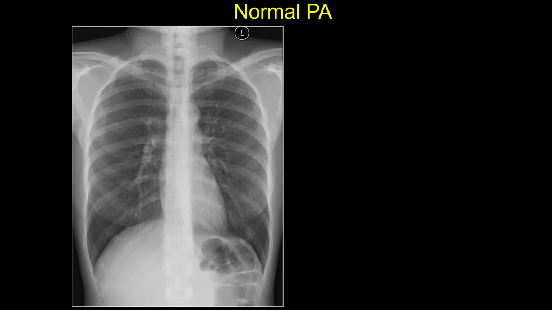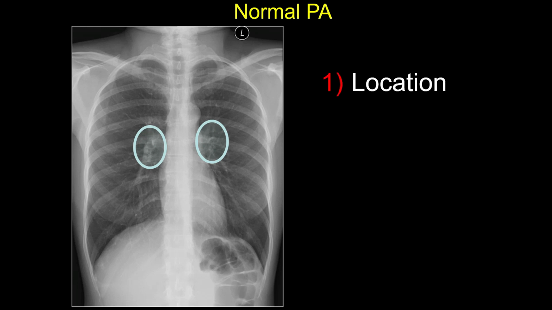To understand what's going on with this patient, let's look at a normal chest x-ray. This is a normal posteroanterior chest radiograph. The area of interest here is the hilum. If you look at the right hilum and the left hilum, you should always assess the hila for four things. The first thing to assess is the location.